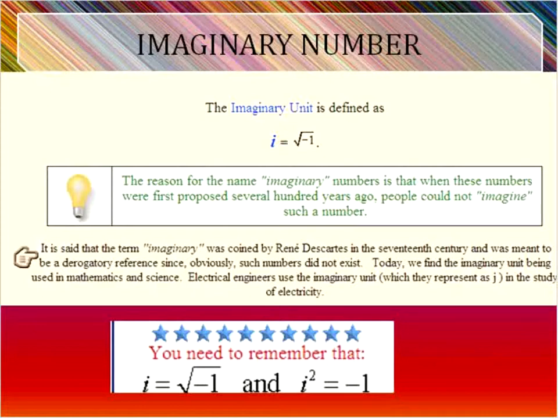So where did it come from and what is it used in? You can look here and see where it came from, the mathematician that actually started the phrase imaginary numbers. You can also see where it's used in electricity and in the study of electricity. What's very important is that i, the imaginary unit, is equal to the square root of -1, and that i squared is equal to -1. Those are both important things for you to know. At any time, if you want to pause and write things down, just pause, lower left-hand corner.